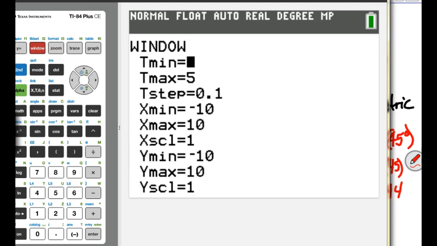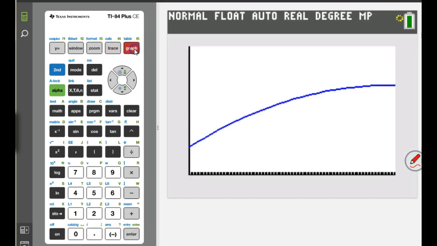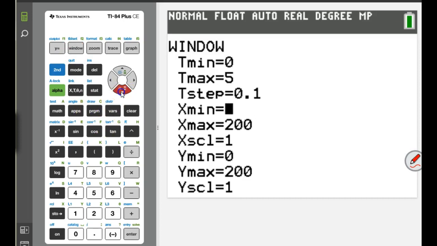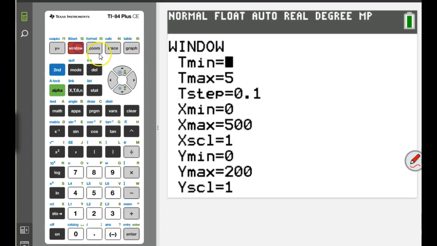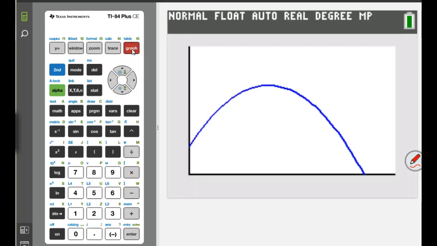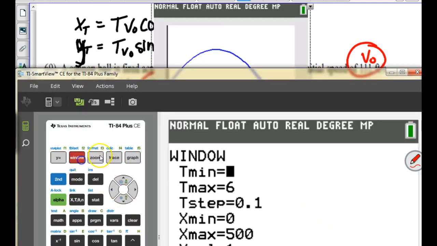Okay, window. It's probably going to land within 5 seconds, and if it's not, we'll know about it later. Make sure your t-step is 0.1, but we need to know how far away it's going and how high. 111 seems pretty fast, so maybe I should make this 200. Probably not even enough, I don't know. I'll try just 0 to 200 for both. Okay, so the height is good. What do I need to add more of? Okay, so maybe 500. Oh, now what do I need to add more of? Yes, I don't have enough time because it didn't hit the ground yet. There we go. So this is the picture I'm getting, and this is the window I used.